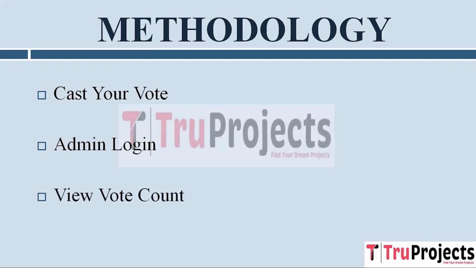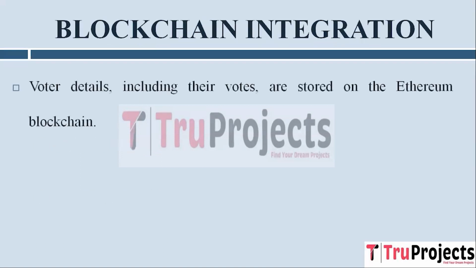The third module is View Vote Count. This module allows administrators to view and tally the number of votes each candidate has received. It provides an overview of the voting results, helping administrators track the progress of the election and ensuring accuracy in the vote counting process. Blockchain integration.